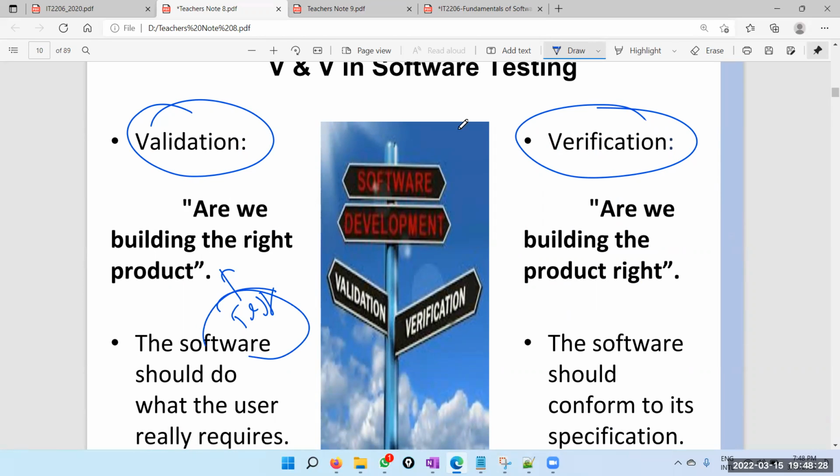Verification, I told you, is quality assurance. It's an ongoing thing. So this is: are we building the product right?